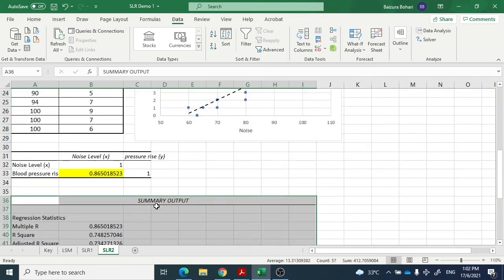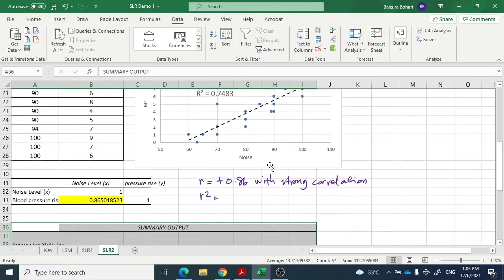So before we go any further on analyzing our hypothesis test, I'm just going to write here that we have our R positive value 0.86 with strong correlation. And our R squared equals 0.7483 or about 74.83%.